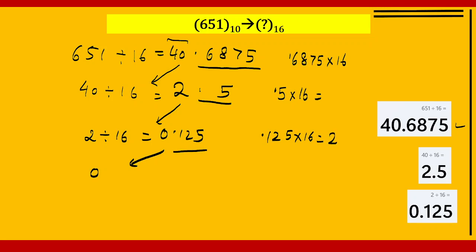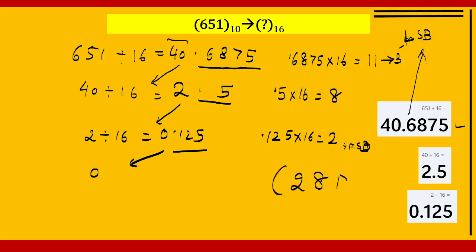You will get the answer 2 over here. 0.5 into 16 will give me 8 and 0.6875 into 16 will give me 11, and 11 is equivalent to B. You have to read all your remainders again from bottom to top. So this is your least significant digit and the last remainder which you got is your most significant digit. So your answer is 28B in hexa.